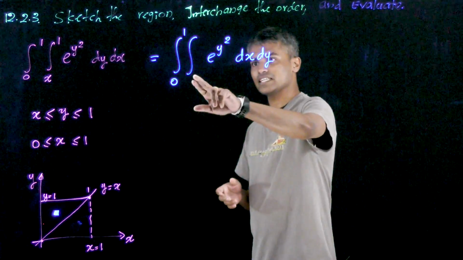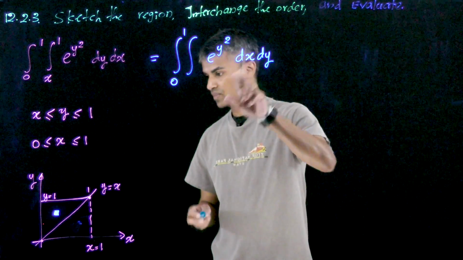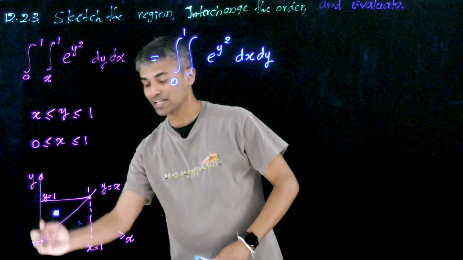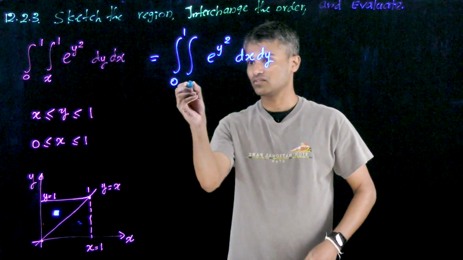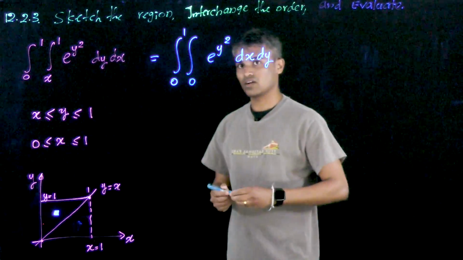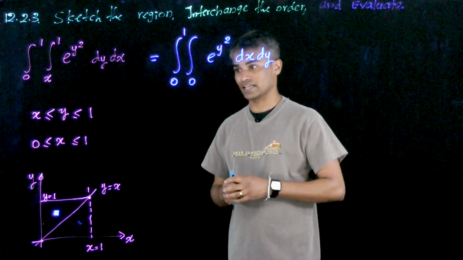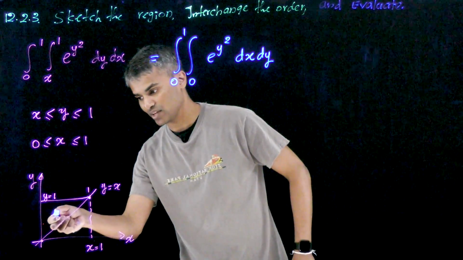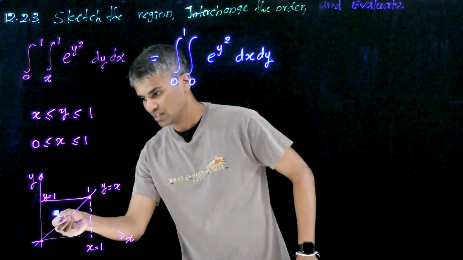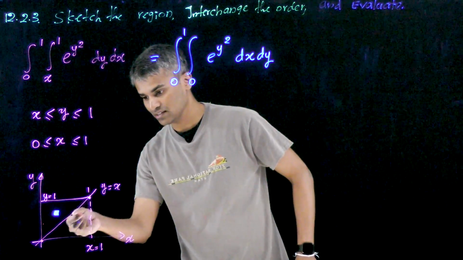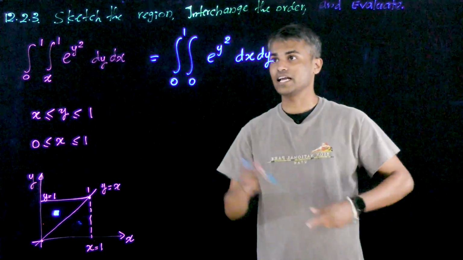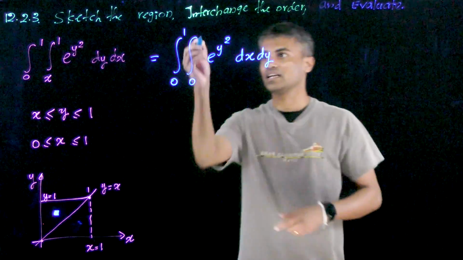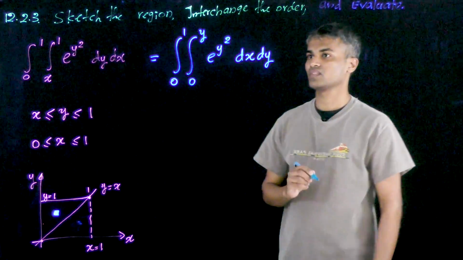Now, let us go to the inner integral. What is the lowest value of x? The lowest value of x is given by this y axis, which is x equals 0. Now, what is the highest value of x? If we consider any general element over here, the highest value of x is given by this line, which is the line y equals x. So, if y equals x, then x equals y. So, this should be y.